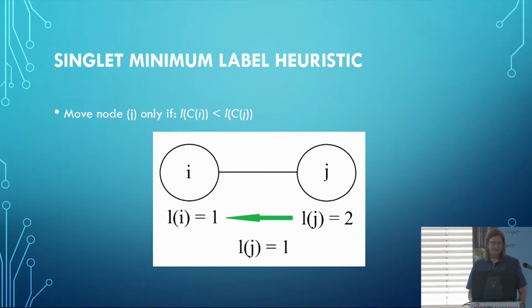So in this example, if for the node i the community label is 1, and for j it's 2, and they are connected, which one will go to the other community? It will be 2 going to 1, because we are always moving to the community that has the lowest community label.